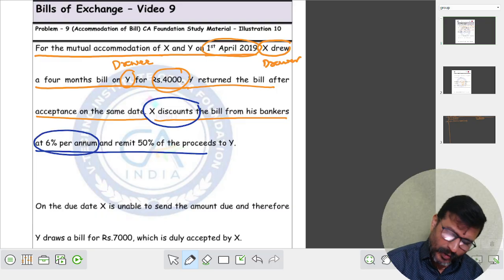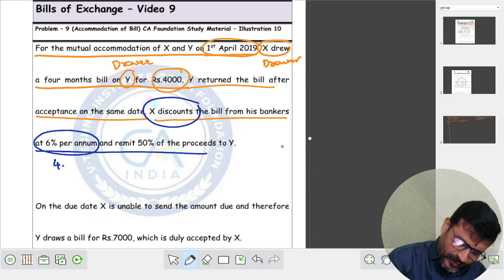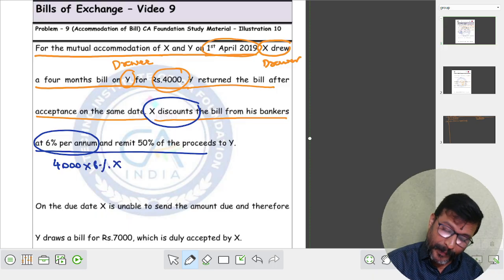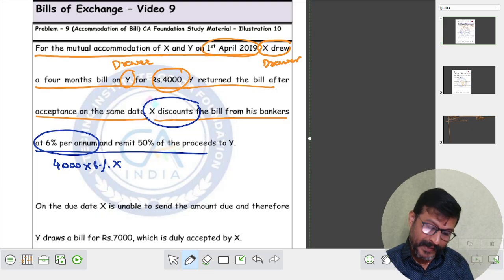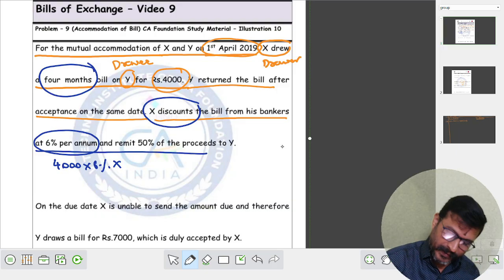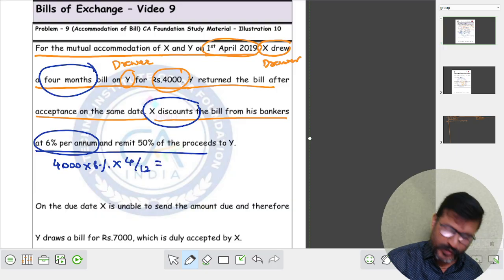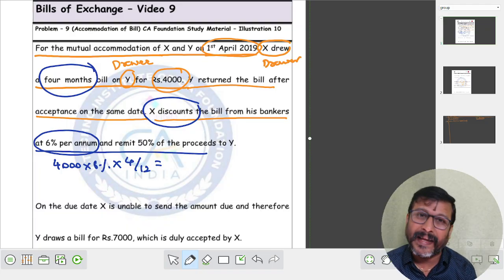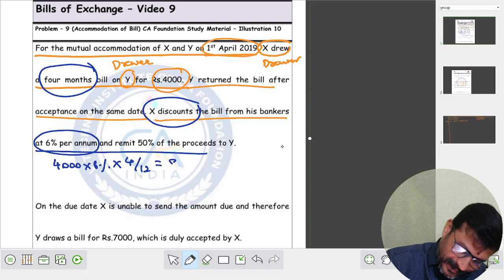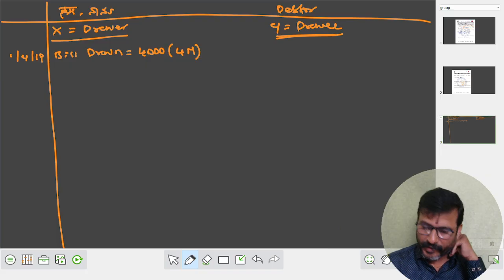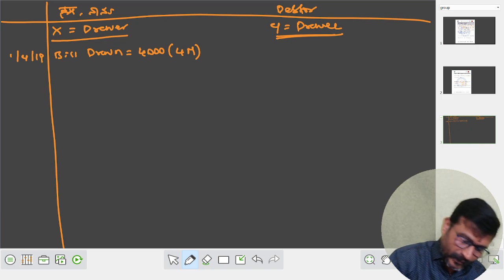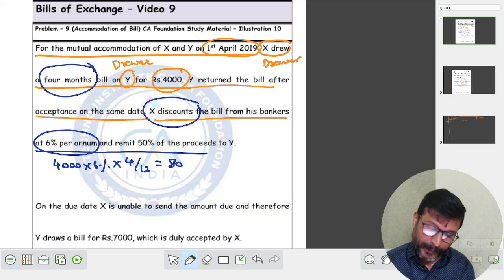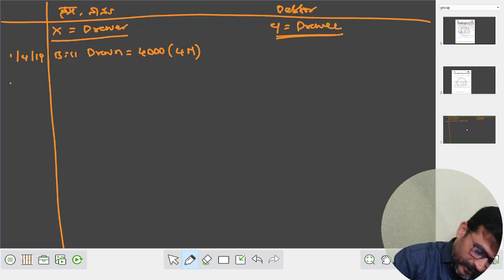Shall we work out the discount? How to work out the discount? It is 4,000 rupees at 6% per annum. For how many months, my dear students? It is a bill for 4 months, so 4 by 12. Use a calculator: 4,000 into 6% into 4 by 12. It comes to an amount of rupees 80. Fine. On what date is the bill discounted? On the same date, 1st April 19.